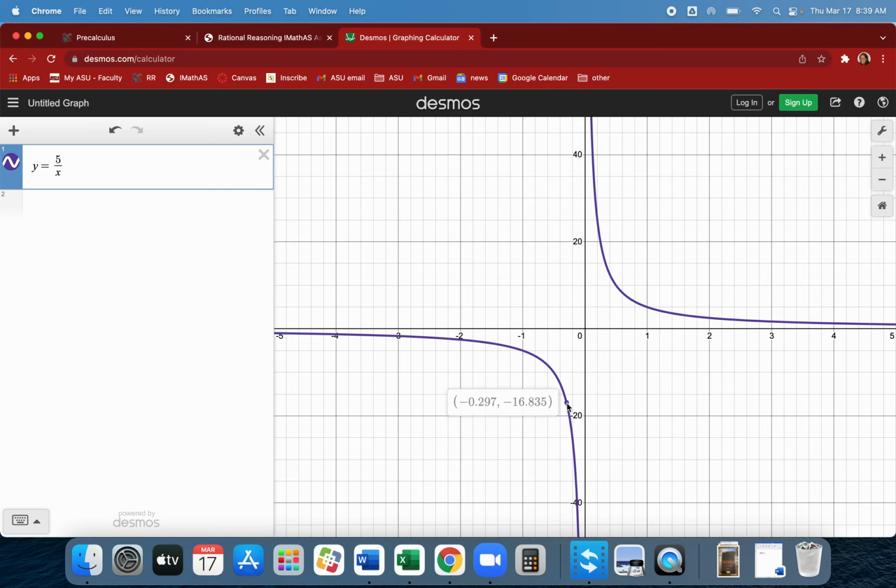That's talking about as my x values get closer and closer to 0 but remain to the left of 0, my y values, because that's 5 divided by this negative number extremely close to 0, gives us a negative result, and it gets more and more negative.